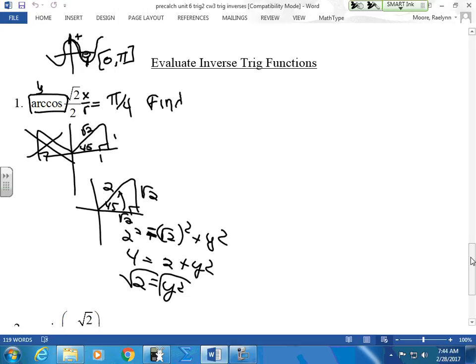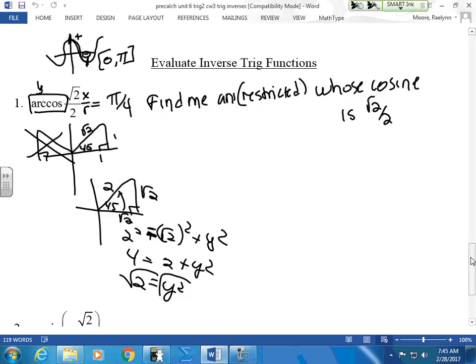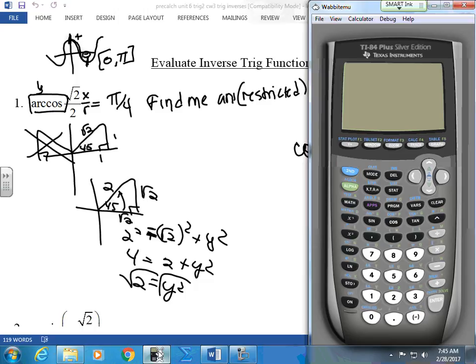Find me an angle, and I'm going to just say restricted, whose cosine is. That's why I know I need to find an angle. Our cosine says, find me an angle whose cosine is. They could write it like this too. This says the same exact thing. Just remember, it's restricted.